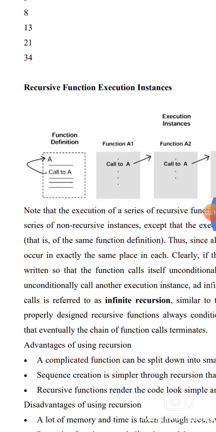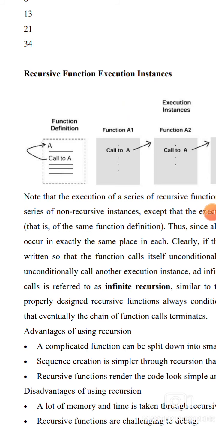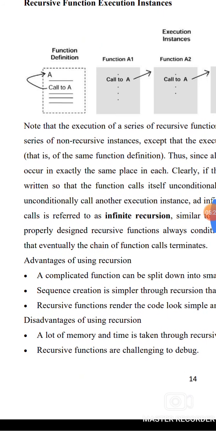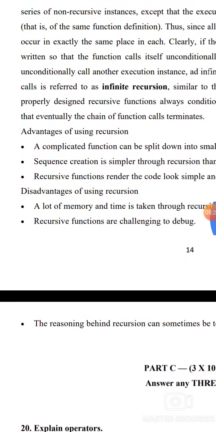Recursive function execution instances. Function definition: A calls A. Function A1 calls A, execution instance function A2 calls A. Advantages: complicated functions.